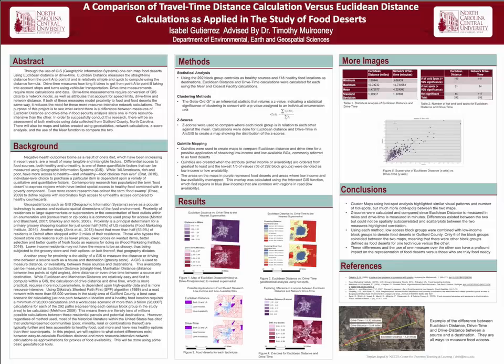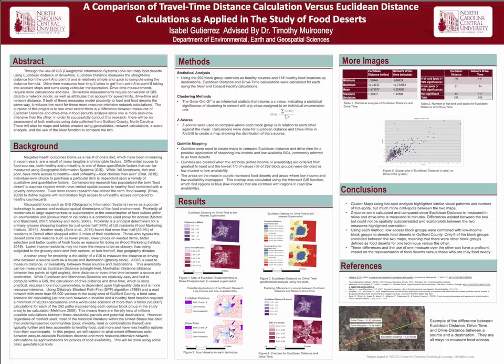The quintiles are created when the attribute, either income or availability, is ordered from greatest to least, and the lowest 1/5 of the values, which is 58 of the 292 block groups, were denoted as low income or low availability. The areas on the maps in purple represent food desert areas where low income and low availability overlapped. This overlap was calculated using the intersect GIS function, which finds regions in blue, low income, that are common with regions in red, low availability.